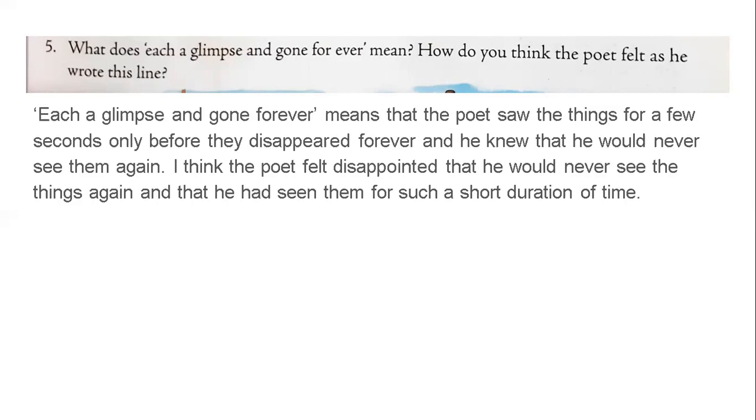What does each a glimpse and gone forever mean? Each a glimpse and gone forever. What's a glimpse? How do you think the poet felt as he wrote this line? Each a glimpse and gone forever means that the poet saw the things for a few seconds only before they disappeared forever, and he knew that he would never see them again. Even if he came on the same route in the same train the next day, the next hour, even then he would never see the same things again, isn't it?